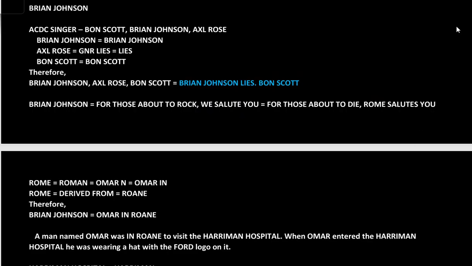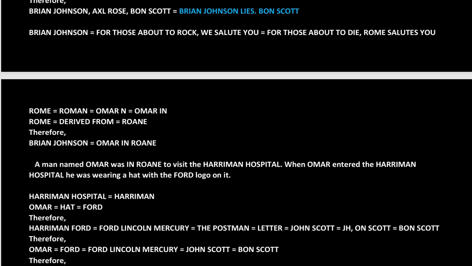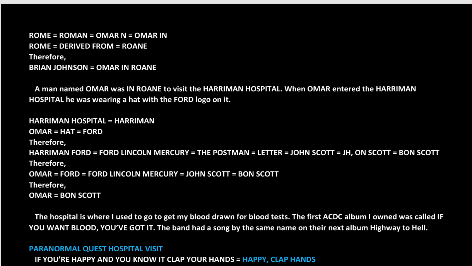Brian Johnson recorded an album called For Those About to Rock, We Salute You. The title of the album was based on the phrase For Those About to Die, We Salute You. This is a reference to the gladiator fights, Nero Caesar. I guess Nero Caesar was the one at the time. Rome, a person who lives in Rome is a Roman. Roman is an anagram for Omar N. Omar N is a homophone for Omar N. Rome is derived from Rome, Brian Johnson. Therefore, Brian Johnson equals Omar in Rome.